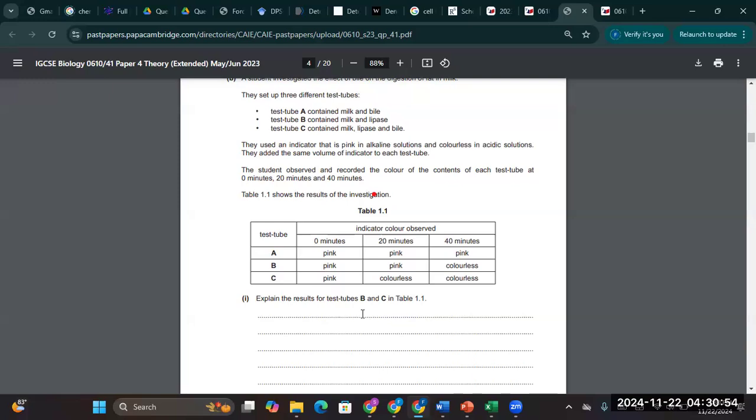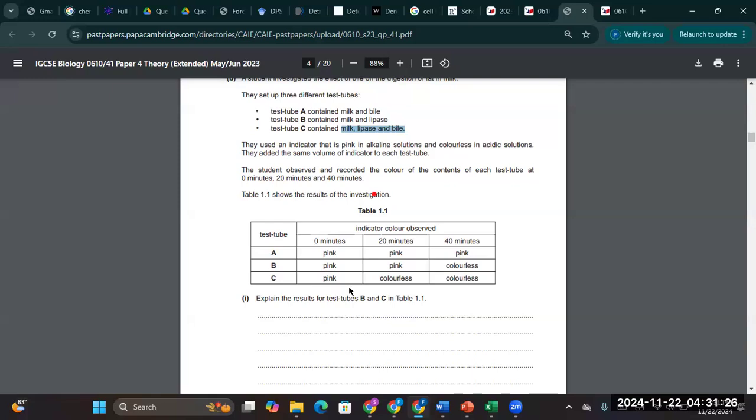Then in test tube C, in which you have milk, and you also have lipase, and you also have bile. Initially at 0 minutes, the color is pink. At 20 minutes, it turns colorless. And at 40 minutes, it is also colorless. So you have to explain the results for the test tubes B and C. Now, I will give you a small idea of what is expected or what is happening in the question, and then you will answer it.